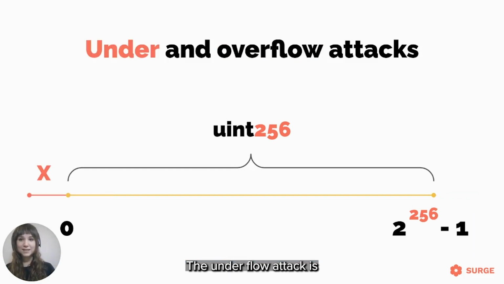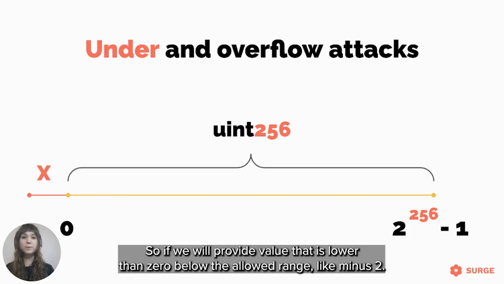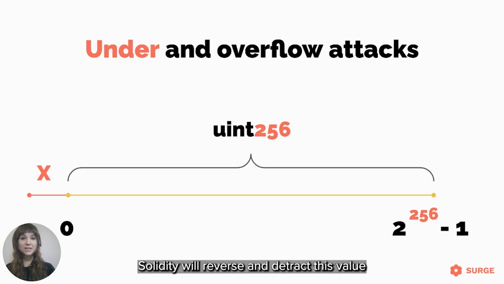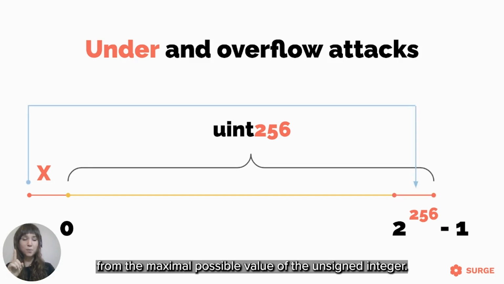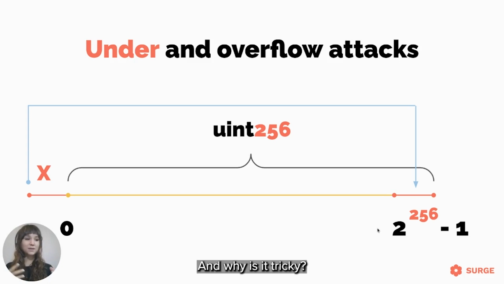The underflow attack is basically working in the opposite direction. So if we provide a value that is lower than 0, below the allowed range, like -2, Solidity will reverse and detract this value from the maximal possible value of the unsigned integer. So in our case, if we provided -2, our final variable value will be equal to 8 because 10 minus 2 equals 8.